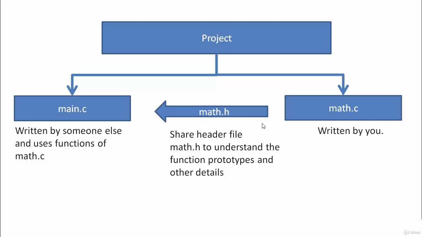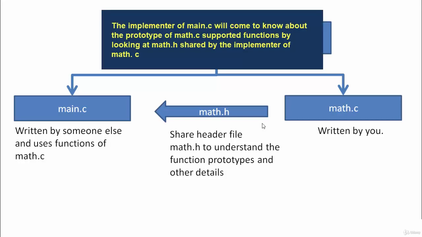So here you can use the concept of header file. You write all the function definitions in the math.c and you write all the function prototypes in a file called math.h and then share that math.h with main.c. So the main.c will come to know what all the functions supported by math.c are by looking at its prototypes.